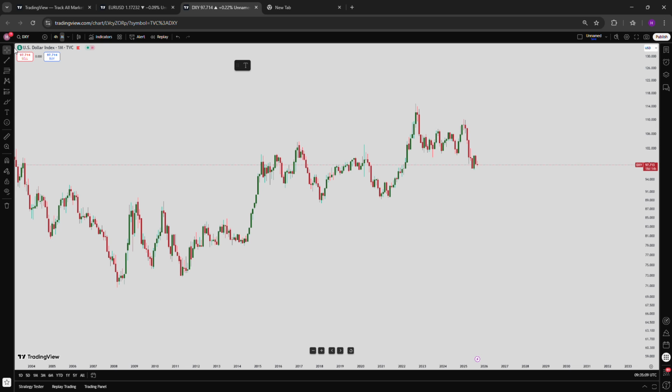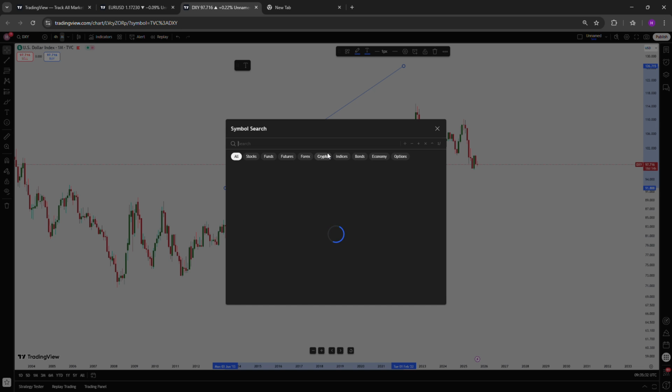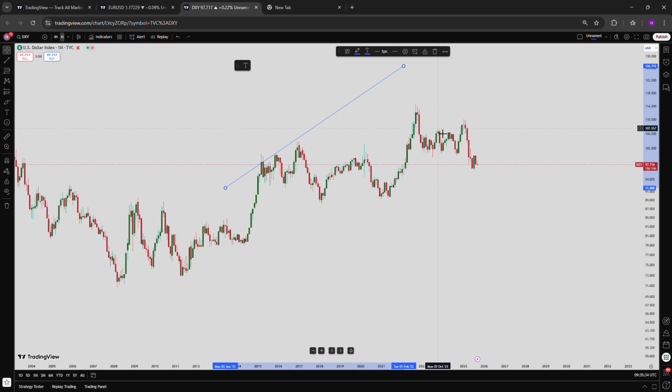So whatever platform, whatever device you're using, on the left hand side, you'd see a bar that has a lot of tools that we use when it comes to analysis and all of that. So let's say you want to make use of the trend line, just click on the trend line and you can basically just draw it across the charts. Let me get rid of that.